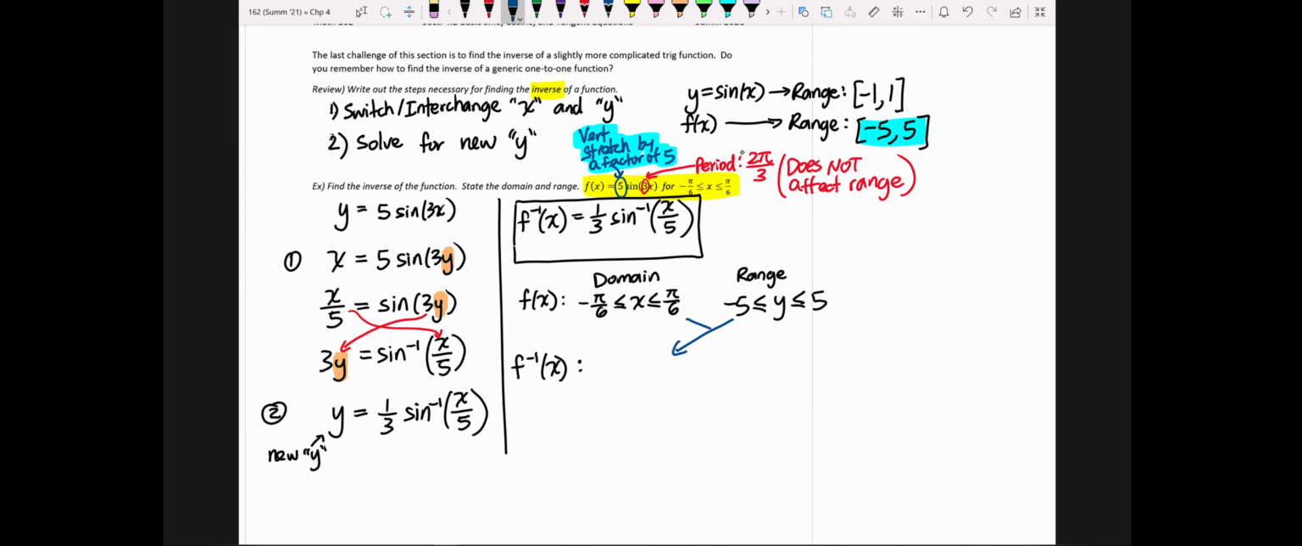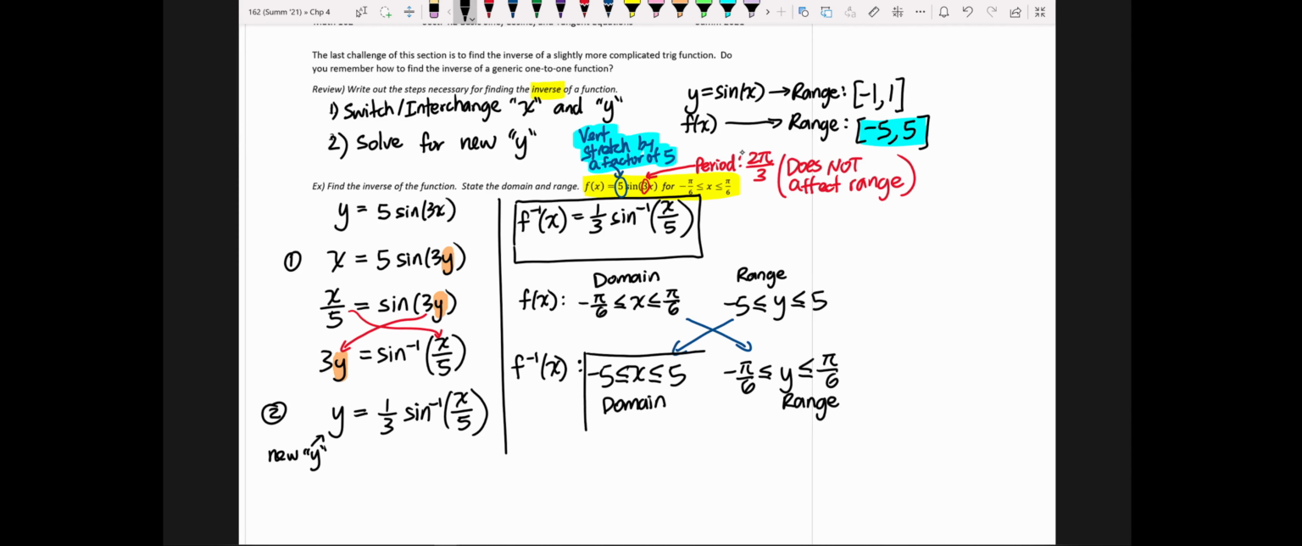So if the domain and range switch, that means the domain for f inverse is the range for f of x. So the domain for f inverse will be -5 to 5. And then the range for f inverse is the domain for f. So that's going to be -pi over 6 to pi over 6. Jacob, are we good with that? Yeah, sorry, I got lost.